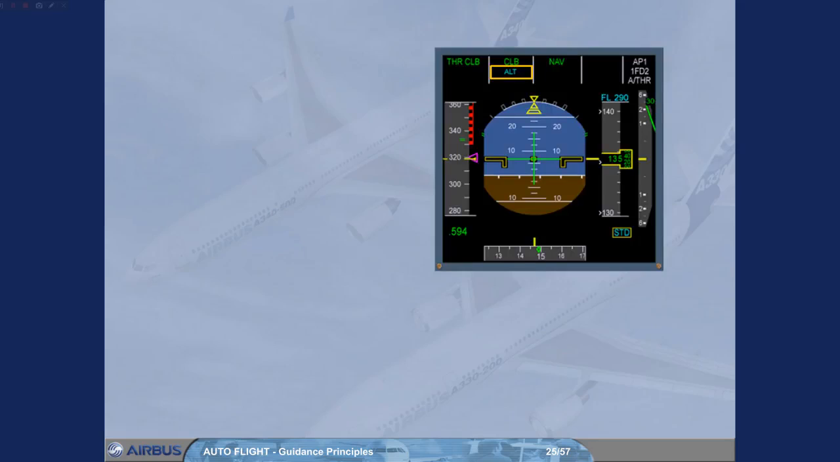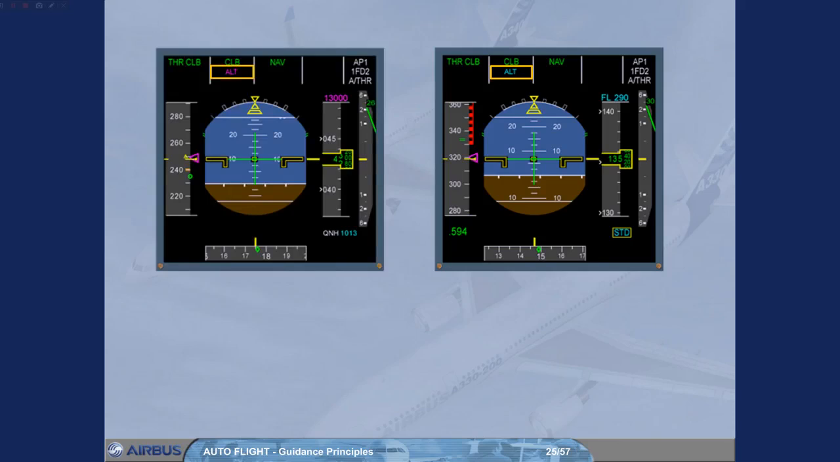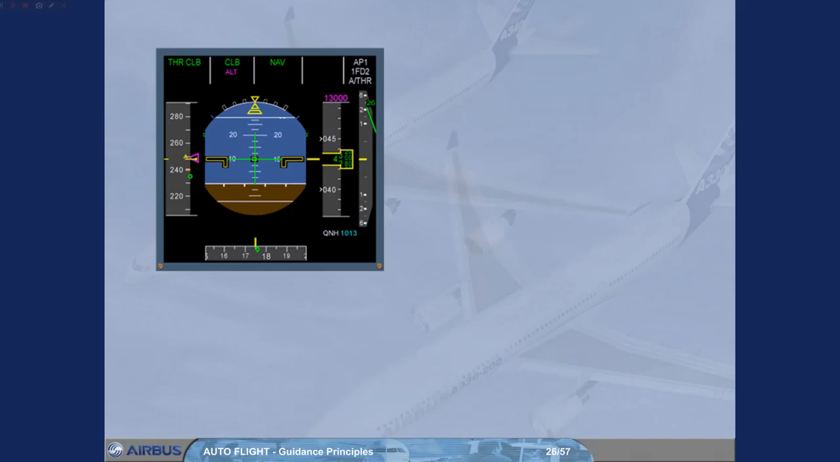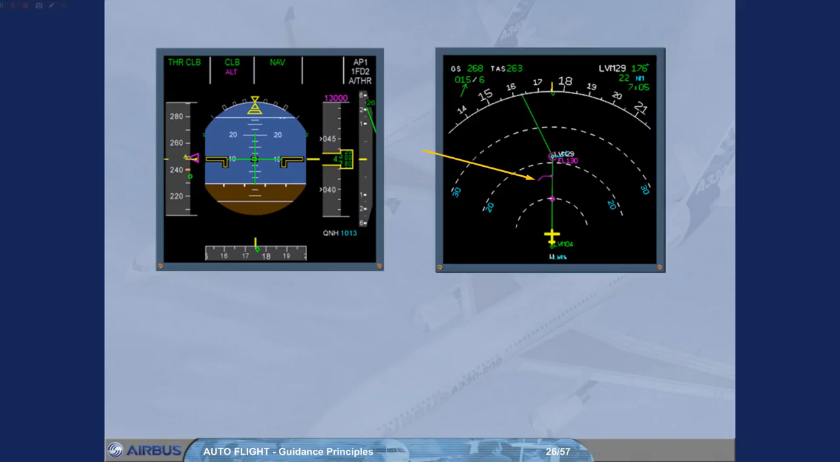Altitude is displayed in blue if no altitude constraint is associated. Altitude is displayed in magenta if an altitude constraint is associated to a waypoint. A magenta level off arrow indicates where the aircraft will reach the constraint altitude. A blue start of climb arrow indicates where the aircraft will resume climb once the waypoint is sequenced.